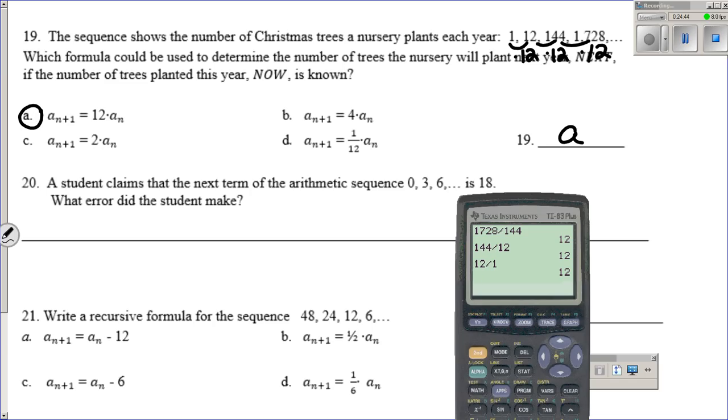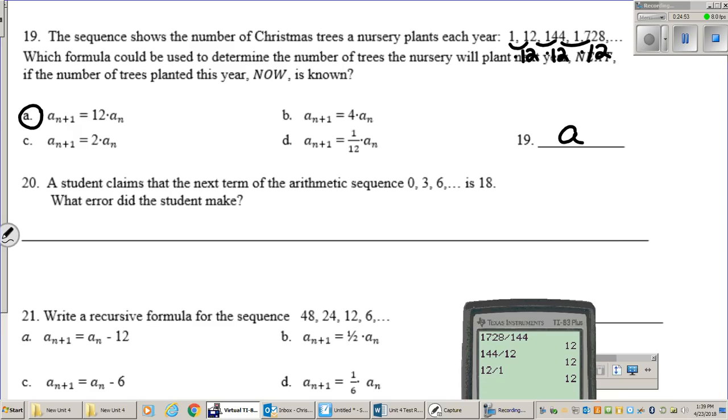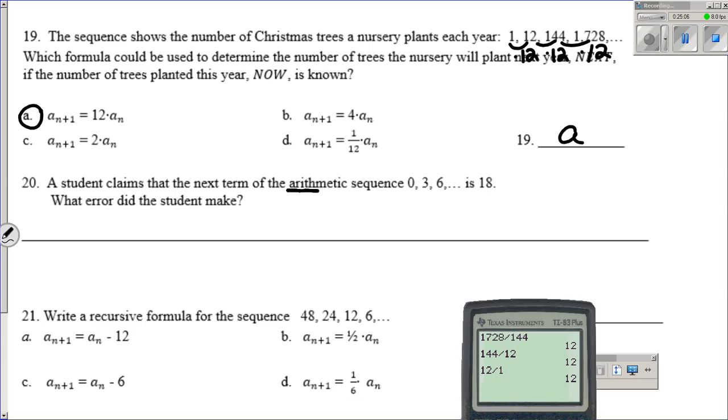So then we could find the next term in the sequence by taking the 1,728 and multiplying times 12. Okay, number 20, we have a student error problem. So it says a student claims that the next term of the arithmetic sequence is 18. So we have the sequence, and think about what arithmetic sequences do. They either increase by adding the same number or decrease by subtracting the same number.